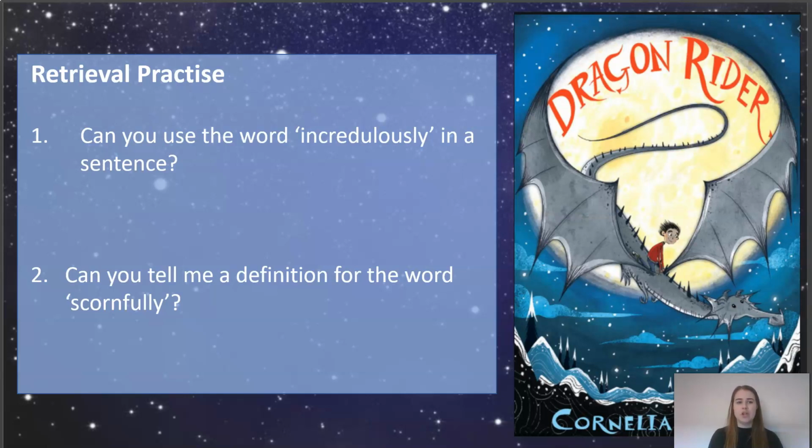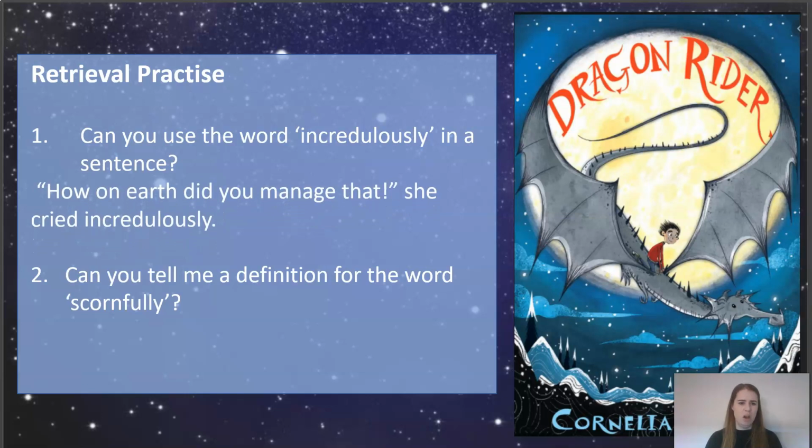Okay, so we know that incredulously means to almost be very shocked and in disbelief and utter amazement at something. So here's my sentence. How on earth did you manage that? She cried incredulously. So anything that's relating to someone or a statement where they're in absolute disbelief and shock and awe at something, then well done for doing that sentence correctly.